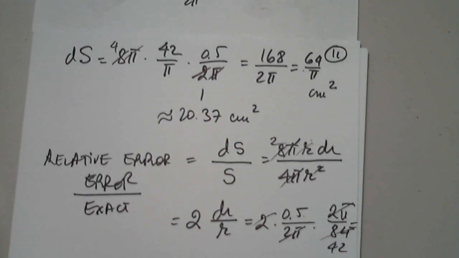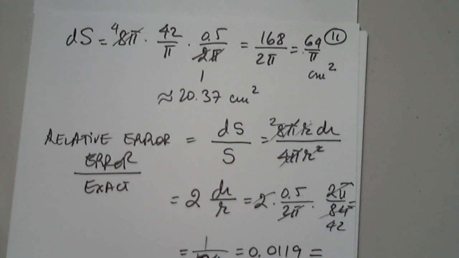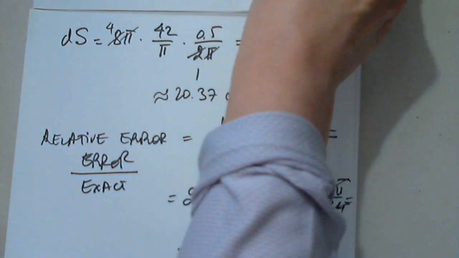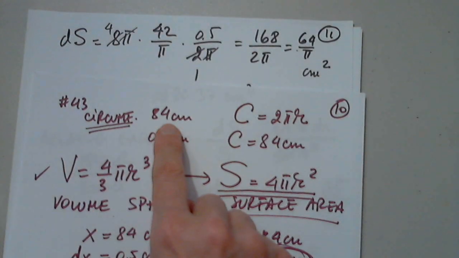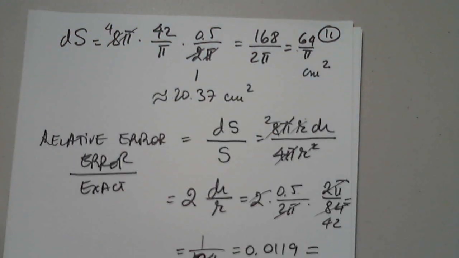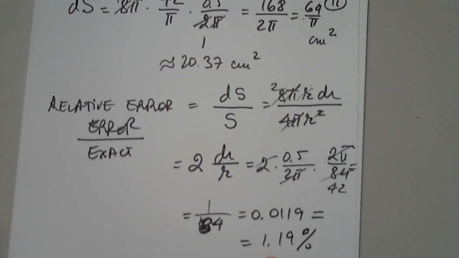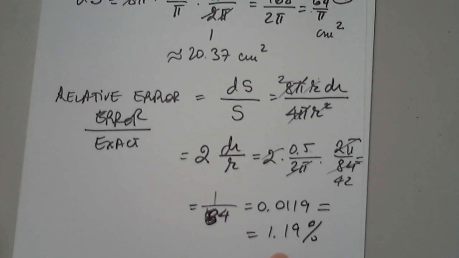So what is the percent error? 1.19. So every time the circumference, instead of being 84, is 84.5, this is the relative error in the calculation of the surface area. 1.19%, or 0.00119, or 1.19%. Any questions?